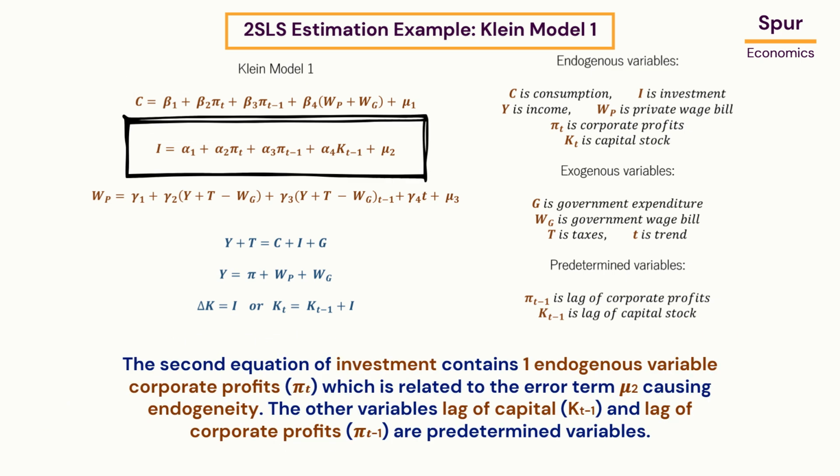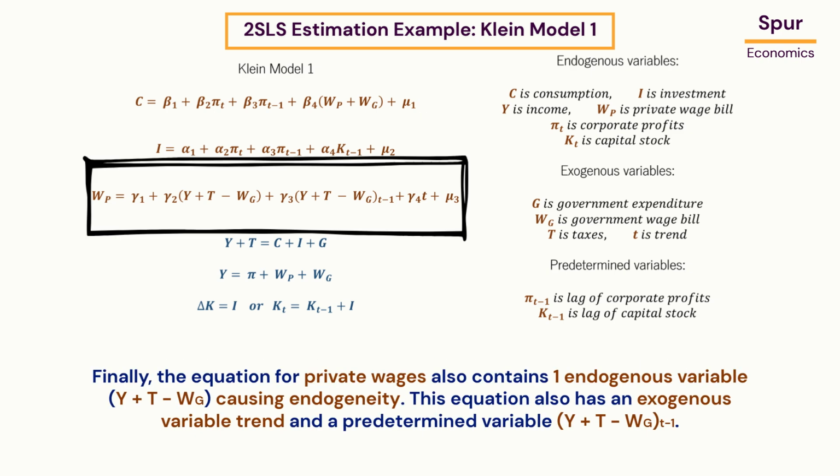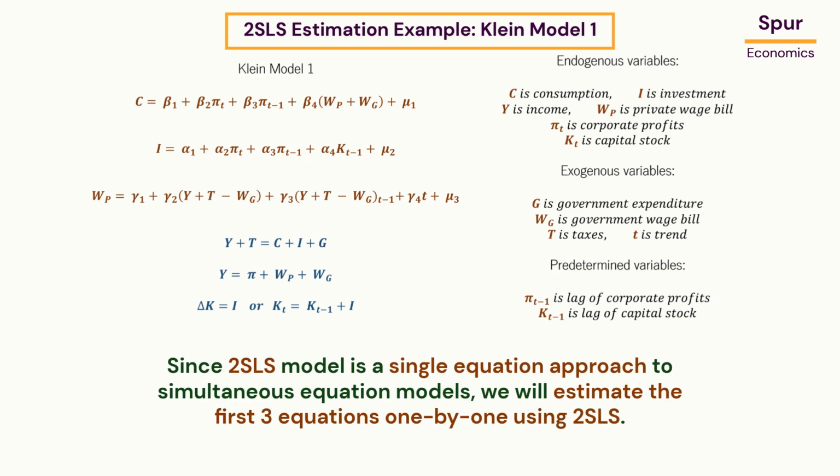The second equation of investment contains one endogenous variable, corporate profits, which is related to the error term mu2 causing endogeneity. The other variables, lag of capital and lag of corporate profits, are predetermined variables. Finally, the equation for private wages also contains one endogenous variable causing endogeneity. This equation also has an exogenous variable, trend, and a predetermined variable. Since the 2SLS model is a single equation approach to simultaneous equation models, we will estimate the first 3 equations one by one using 2SLS.